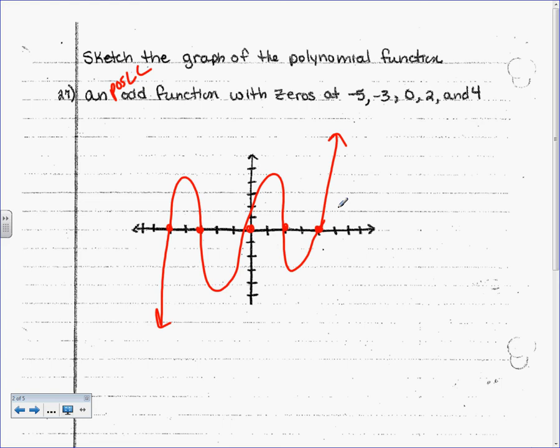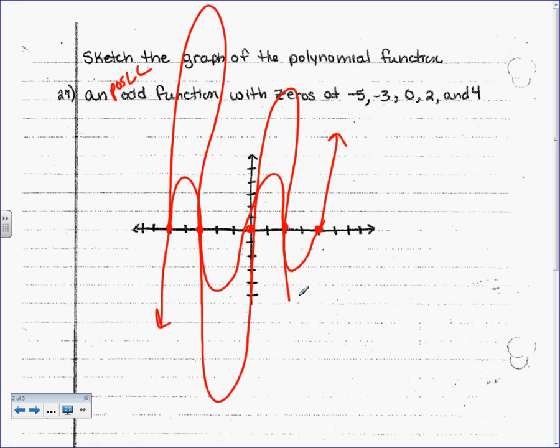Here's the thing. I don't really know how high or low those hills and valleys are supposed to go, but this is a fine sketch. It could have been like this. I don't know, though. Do you understand what I'm saying? Okay? Questions? Go back to this real quick.